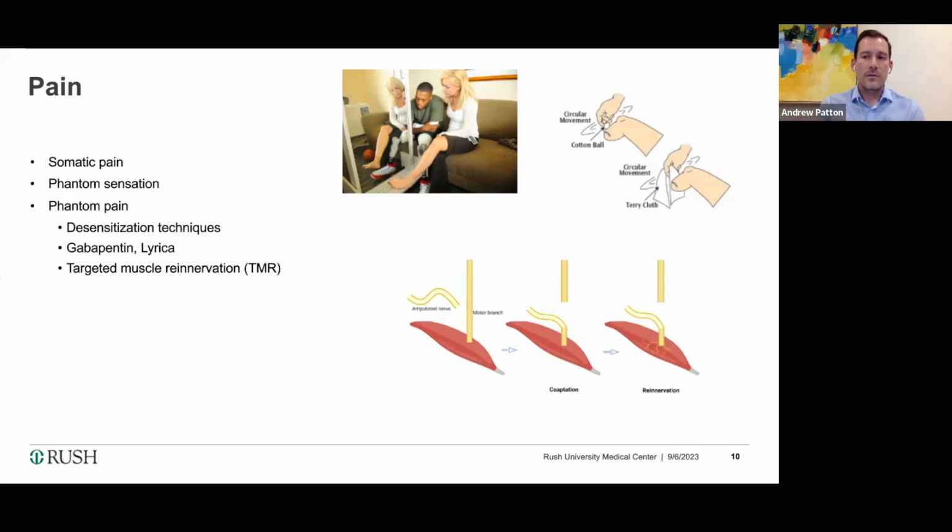So some things that we usually try, obviously starting from conservative to more interventional, would include desensitization techniques. So I have two pictures up here at the top. I'll start with this one. This is just somebody taking a little cloth or a cotton swab and just rubbing it over the skin and the incision and moving it all around that distal limb there to try to get those nerve endings to establish that this is the end of the leg.